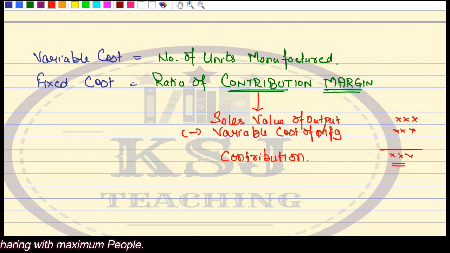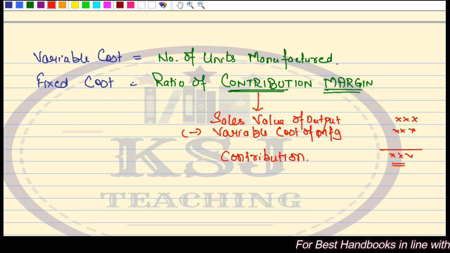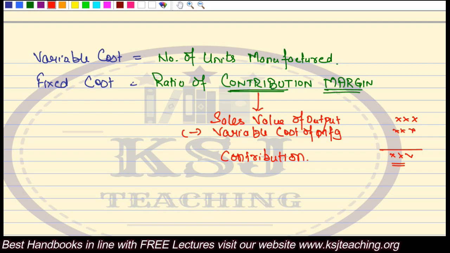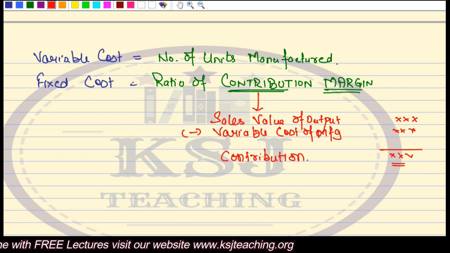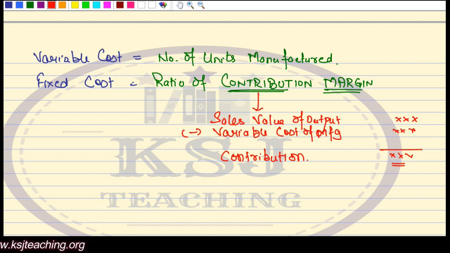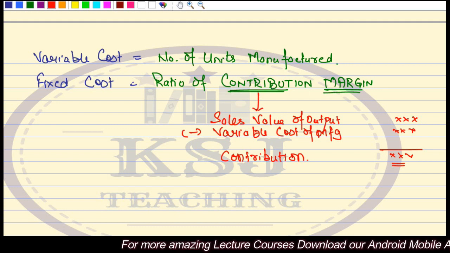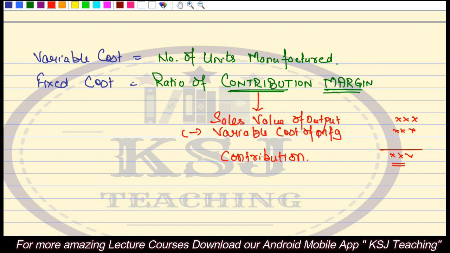Clear? So this is the contribution margin method. In that we say that there are two elements. One is the variable cost, another one is the fixed cost. The variable cost is dependent upon the number of units being manufactured, and the fixed cost is dependent upon the ratio of contribution margin. So first we will need to calculate the contribution, then we will distribute the joint fixed cost in the ratio of contribution, right? Clear? Any doubts?